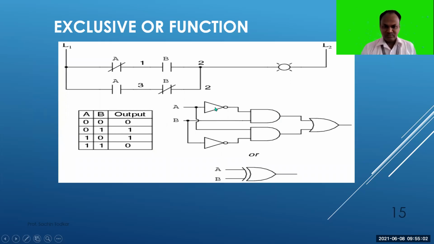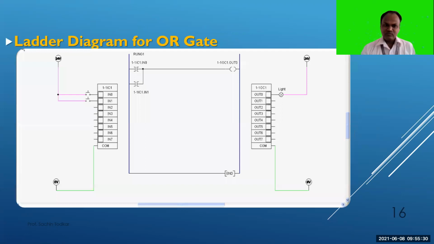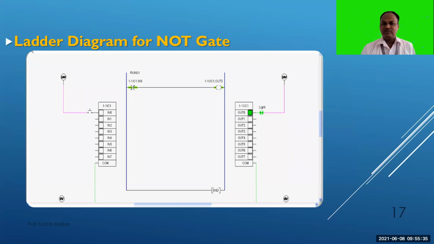So here you will get a combination of NOT gates, AND gates, and an OR gate, or we can say it is a replica of the OR gate, and it is excluded. That symbol is excluding. So your answer will be: 0 0 will become 0, 0 1 becomes 1, 1 0 becomes 1, and if both are energized, then your answer will become 0. So this is the exclusive OR function. This is the ladder diagram for OR, and the ladder diagram for NOT gate.